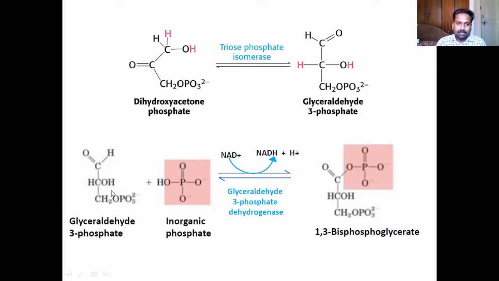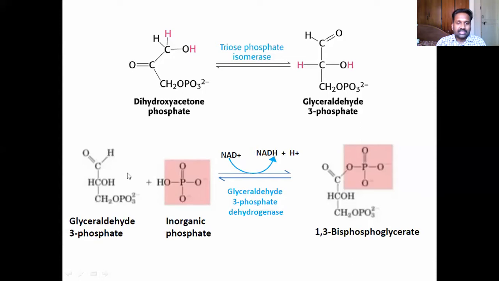This part is the same: CHOH, CH2O linked to phosphate. Whereas an aldehyde has become an acid. Although the acid is linked to phosphate, you may not be able to recognize it at first hand. But if you clear the phosphate here, it is simply an acid group.